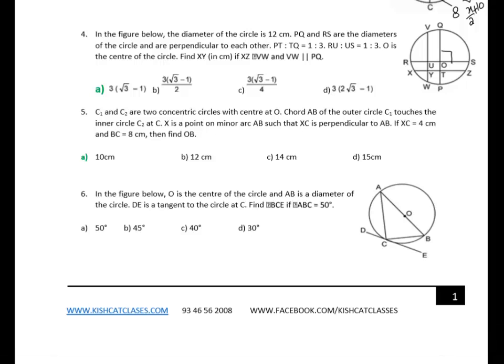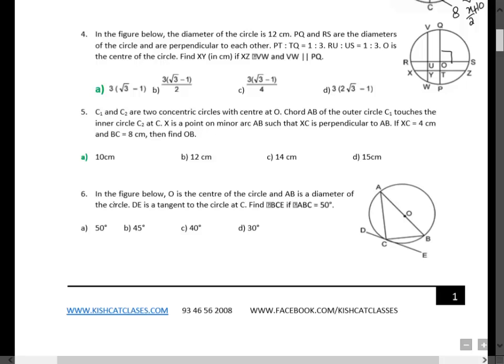PT to TQ is clearly given. PQ is a diameter, so PT to TQ is given, and the diameter is given as 12. So PT to TQ is 1:3, which means PT is going to be 3 and TQ is going to be 9. However, you know that OQ is already 6 because OQ is the radius. It means that OT is also equal to 3, and OQ is equal to 6.